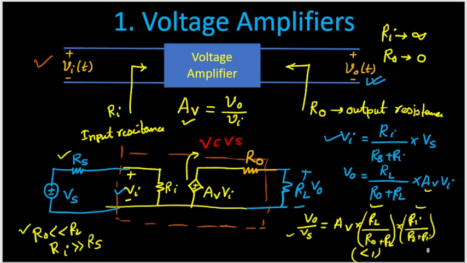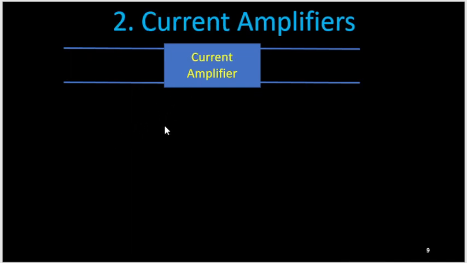Now you can see that these two things, R0 and Ri, are very important and we can choose them in this proper way. And if it is not proper, then we can use certain feedback configuration to make it better. That we will be discussing in the other videos. Okay. So this is regarding voltage amplifier. Similarly, we will discuss current amplifiers. So next is the current amplifier.